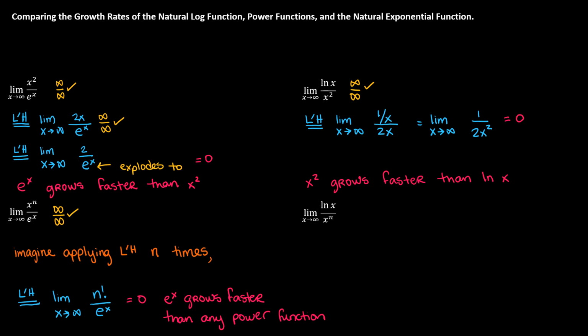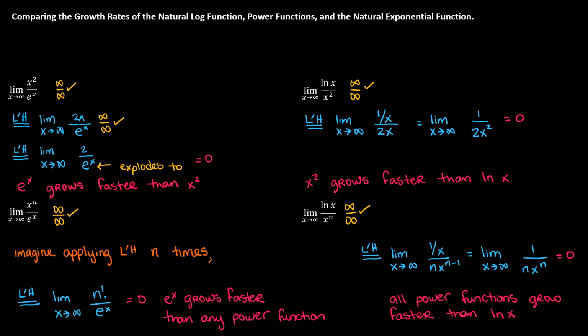What about comparing the natural log function to all power functions? Ln x compared to x to the nth power, where you get to pick whatever n you'd like. We create that ratio, check to see that we have an indeterminate form when x goes to infinity, apply L'Hopital's rule. One round will do it here. One round of L'Hopital's rule will show us that our limit is the same limit as 1 over n times x to the n. And in that case, we have a constant on top with an infinitely large number on bottom. Again, we have 0 for our limiting value. So all power functions grow faster than the natural log function.